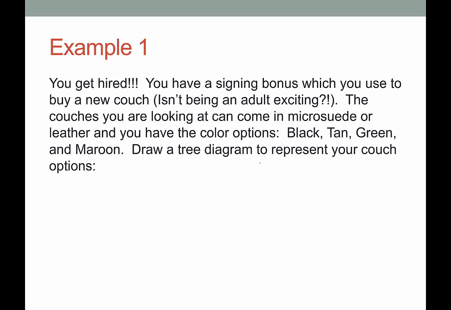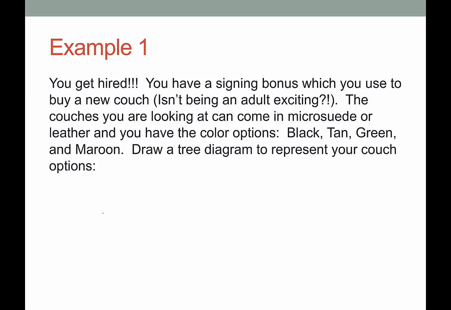Okay, so our first example, you get a job, yay! You have a signing bonus, which you get to use to buy a new couch because adulting is super fun. The couches that you're looking at can come in micro suede or leather, and then you have the color options of black, tan, green, or maroon. So we want to draw a tree diagram to represent your couch options. Remember, when we're drawing tree diagrams, we look at each aspect separately.